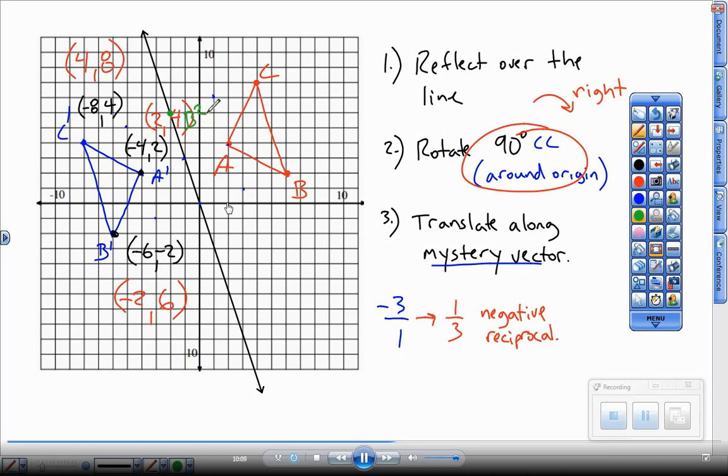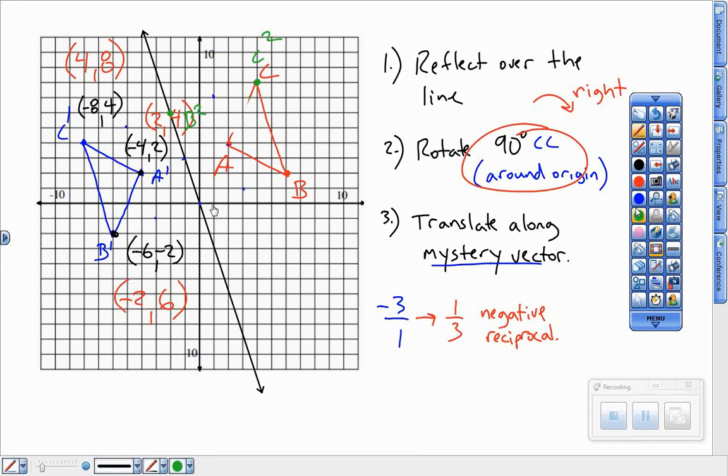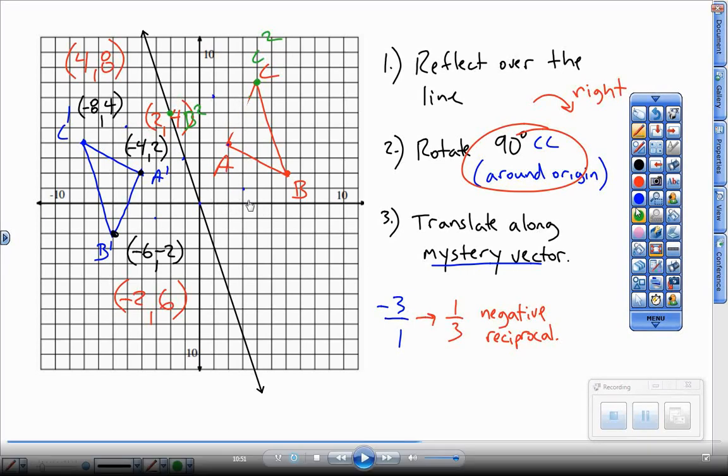Over 2, up 4. 1, 2, 3, and then it looks like I went too far right there, so I will fix that. The new C, over 4, up 8. 1, 2, 3, 4, 1, 2, 3, 4, 5, 6, 7, 8. That's the new C. And then I put the proper new A on there, which is over 2, up 4, right here. It shares that same vertex.